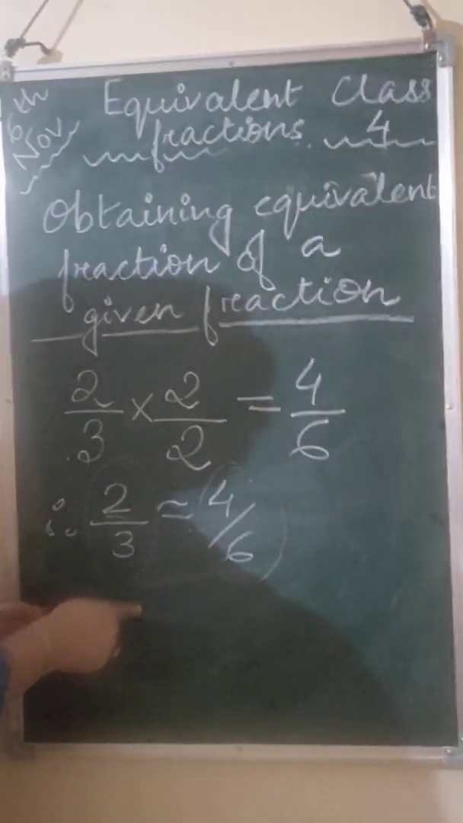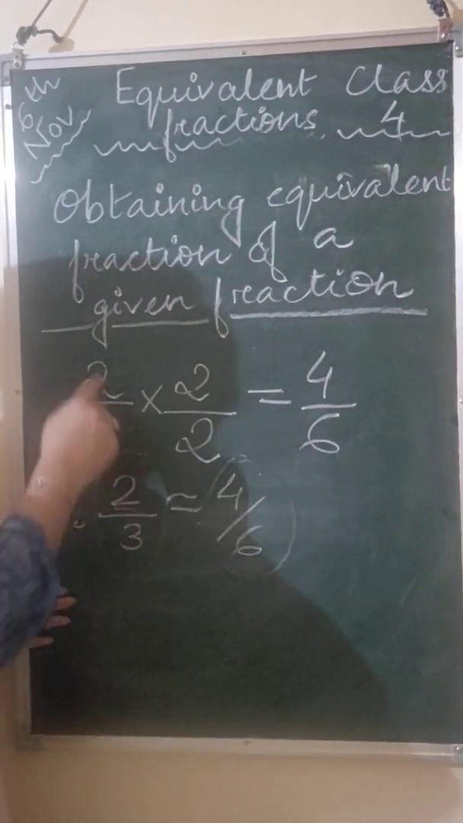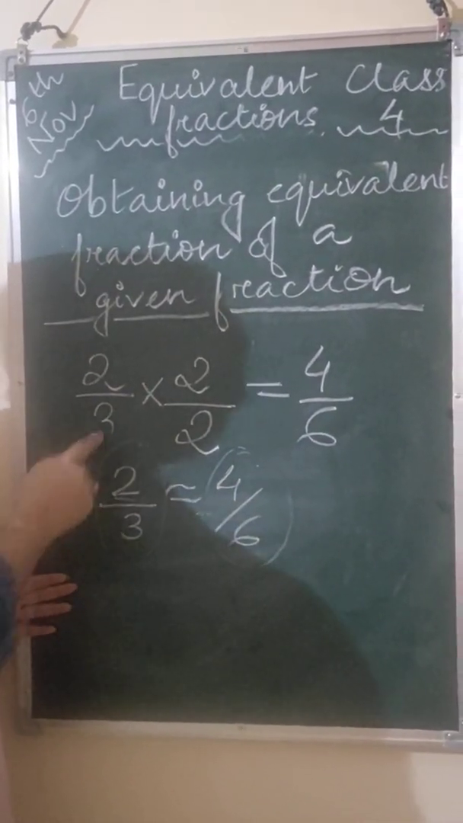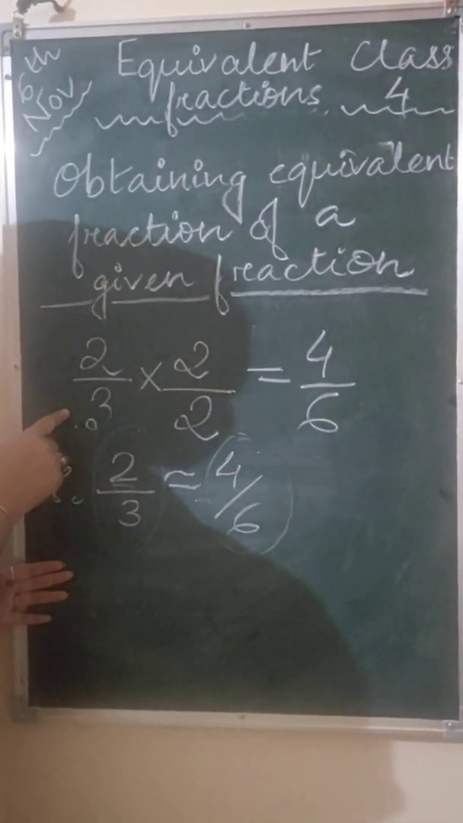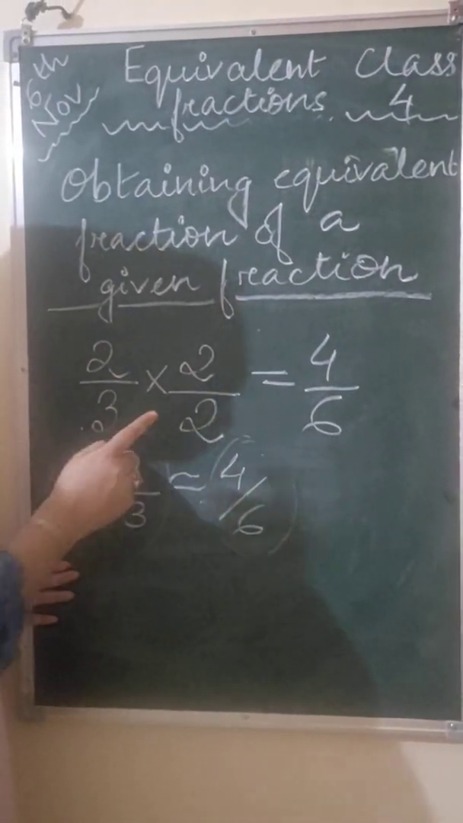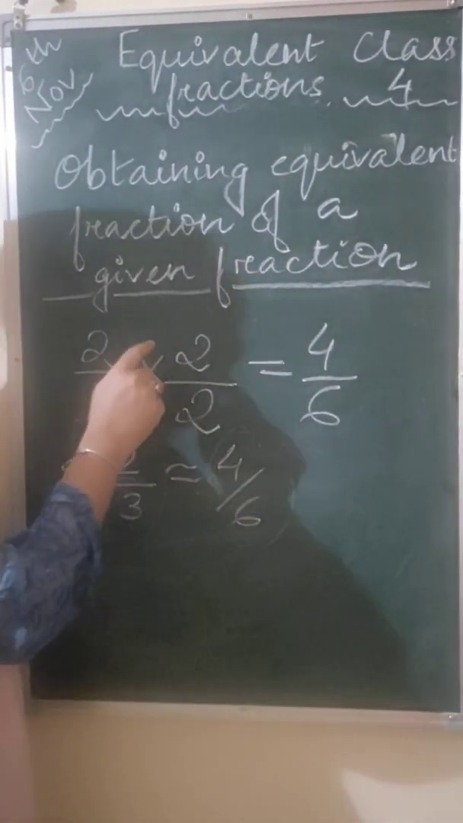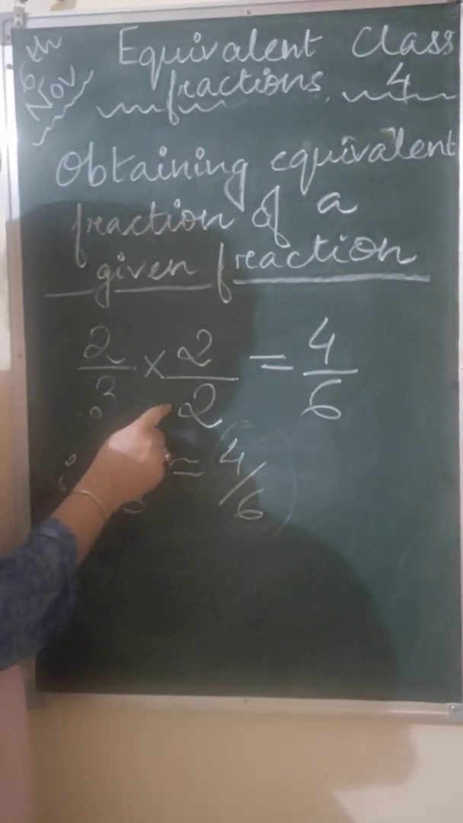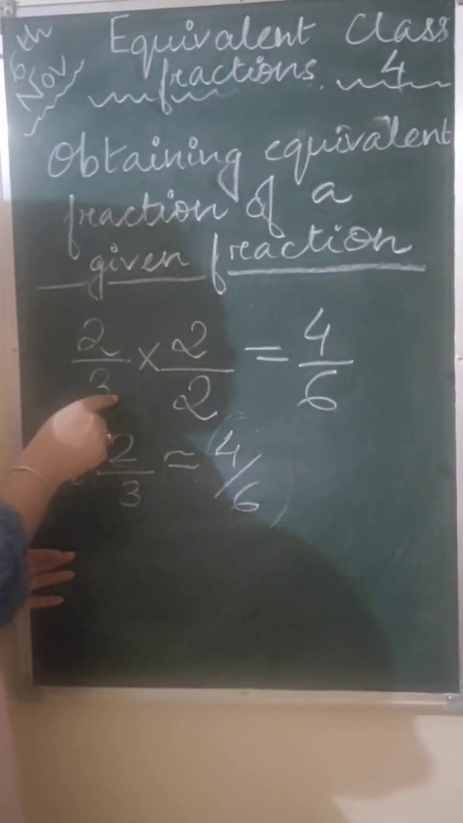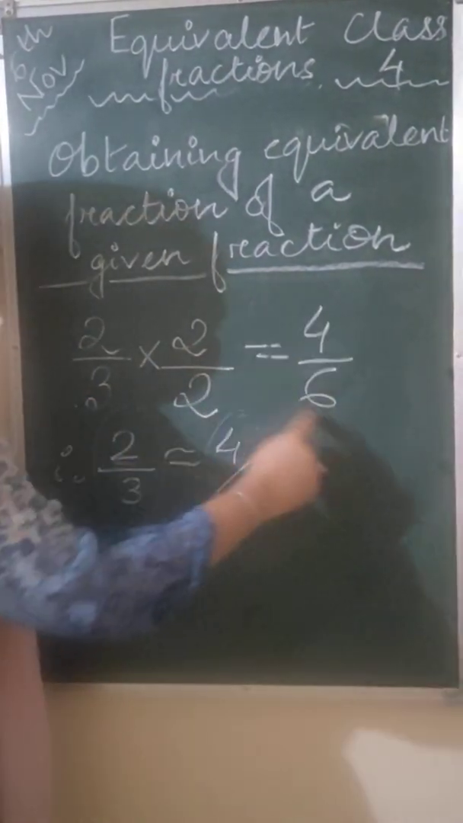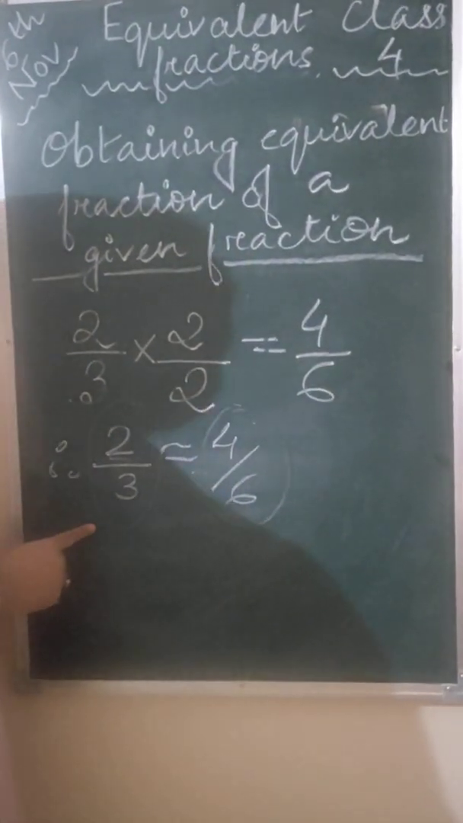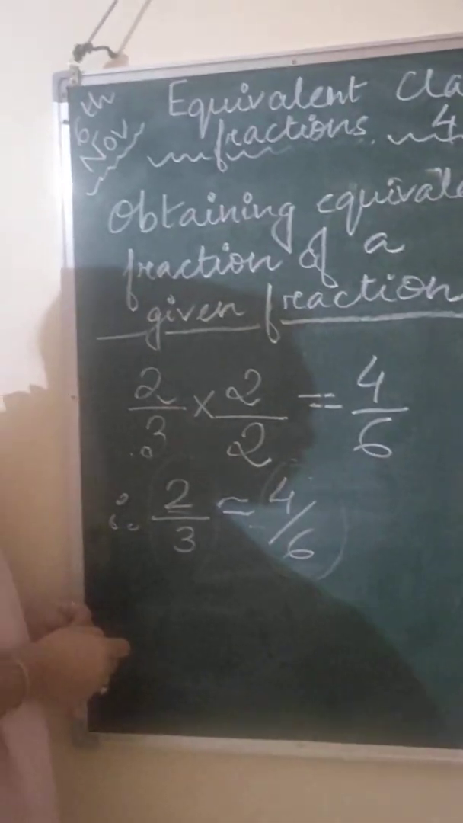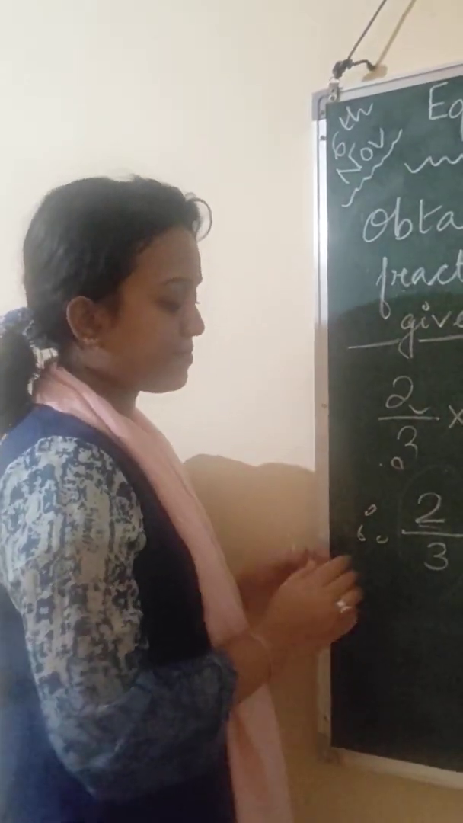How did you get this? You have simply multiplied the numerator and the denominator of this particular fraction with the same number. If I have multiplied the numerator by 2, I should multiply the denominator by 2 also, and whatever result you get is the equivalent fraction of the given fraction. Is this clear now, students?